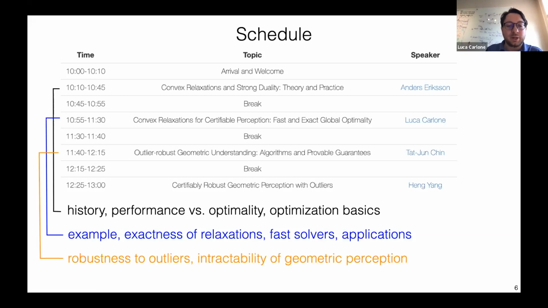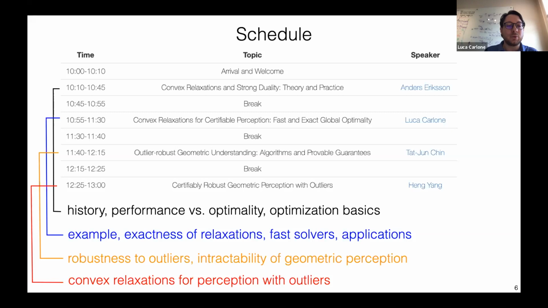TJ is going to talk about another important aspect in real-world applications, which is robustness to outliers. Outliers will always be present in robotics and computer vision, and he is going to stress very fundamental results about intractability of geometric perception with outliers. And Heng is going to close the tutorial with some very recent ideas about how to successfully use convex relaxation for perception with outliers.